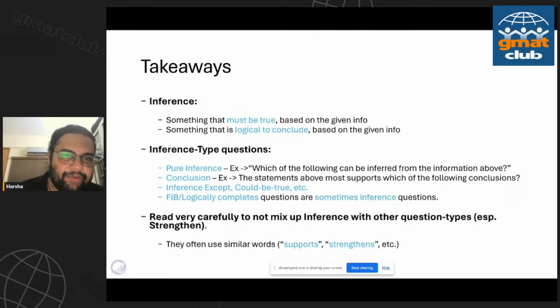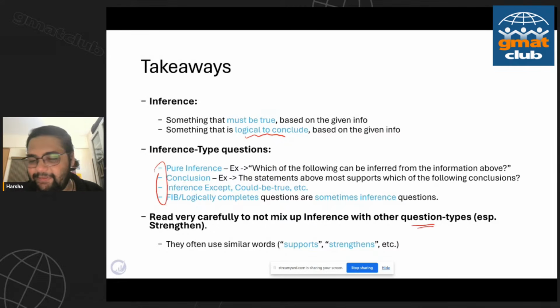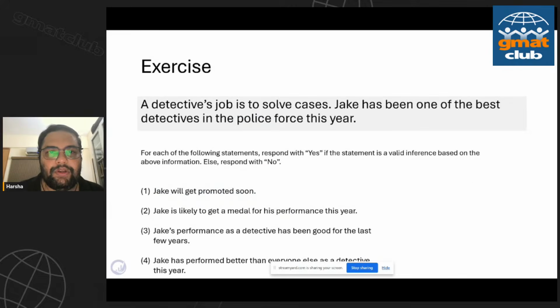Some quick takeaways. Inference: something that must be true. At the very least, think about something that's logical to conclude based on the given information. Some questions will require that angle. We went through the question types there, and of course, I'm sharing this with you. We don't need to deliberate on this further. But at the end of the day, I want you to read those question stems very carefully, because otherwise you're in for a rude surprise as far as this question type is concerned. I hope that helps. Let's move to exercises.